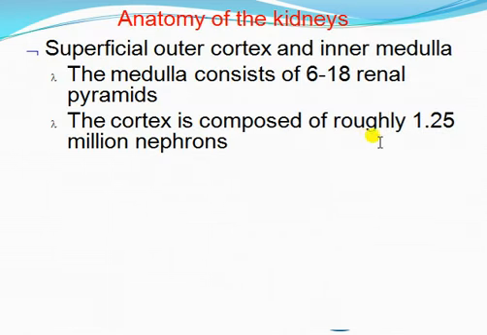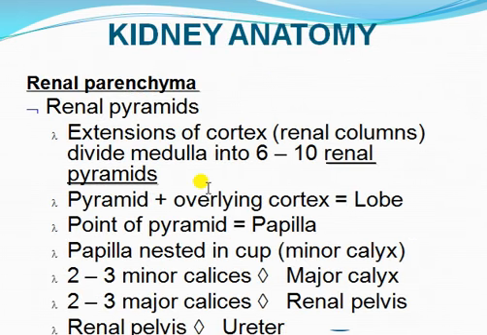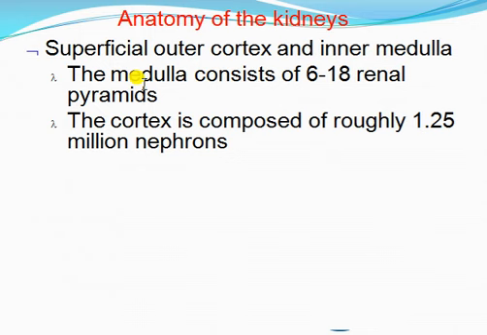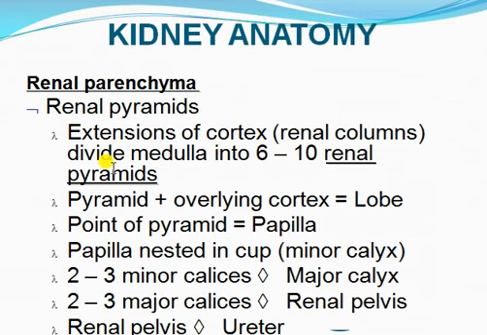So the cortex is composed of roughly how many millions? 1.25 million nephrons are present. So the renal pyramids are extensions of the cortex. What I said is that these pyramids are nothing but extensions of the cortex. These extensions make the pyramid. So it is divided into 6 to 10 renal pyramids.